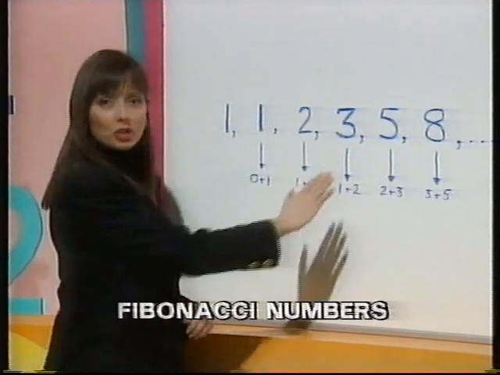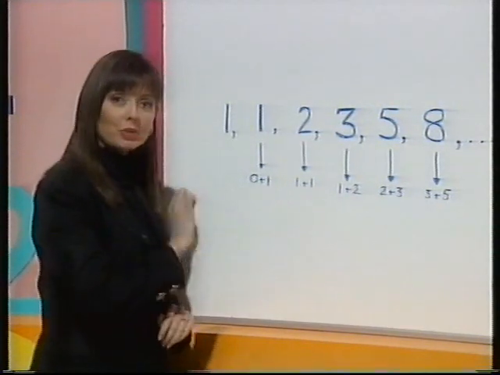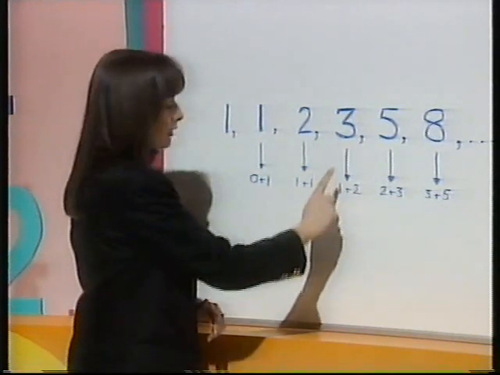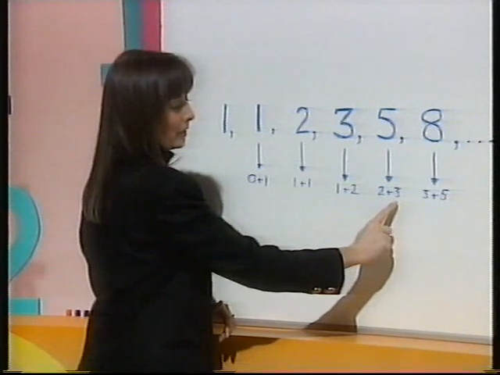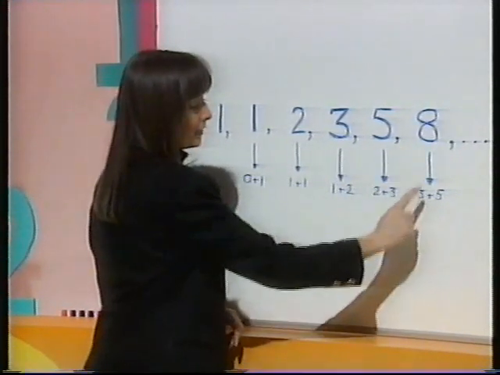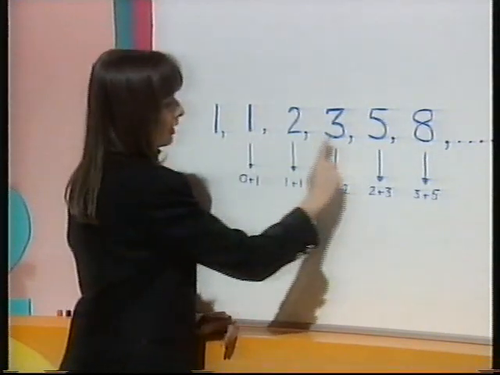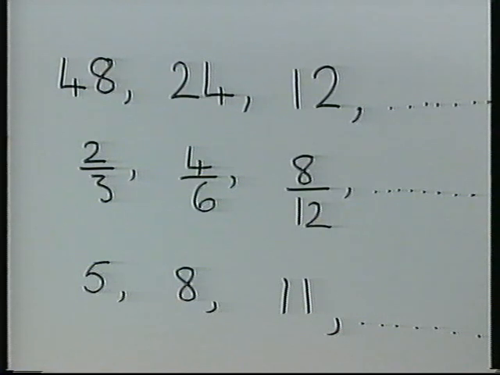With Fibonacci numbers, you get any number in the list by adding together the 2 numbers before it in the list. So 3 is what you get from adding 1 and 2. 5 from adding 2 and 3, and 8 from adding 3 and 5. So this is a sequence of Fibonacci numbers. And that's number patterns.